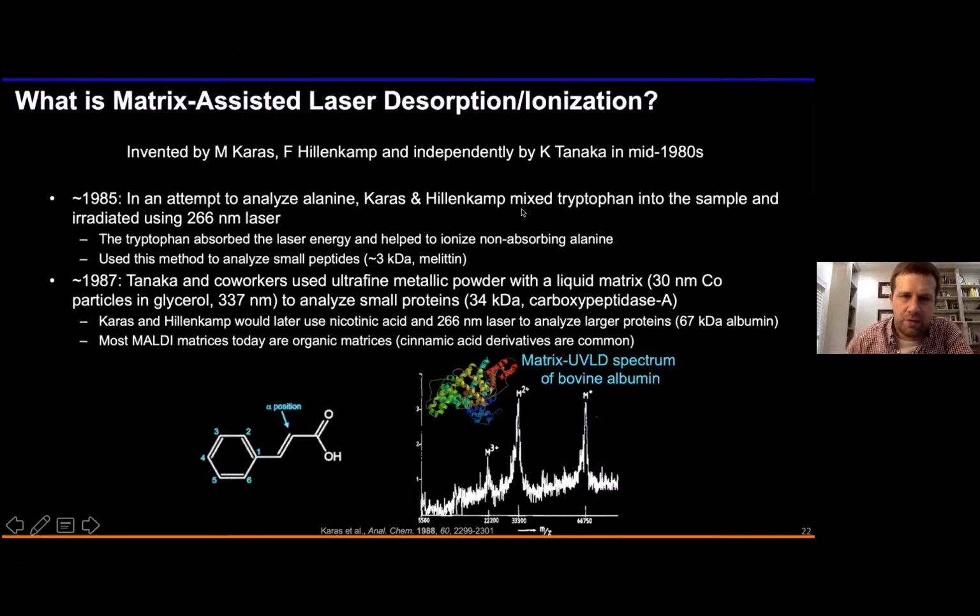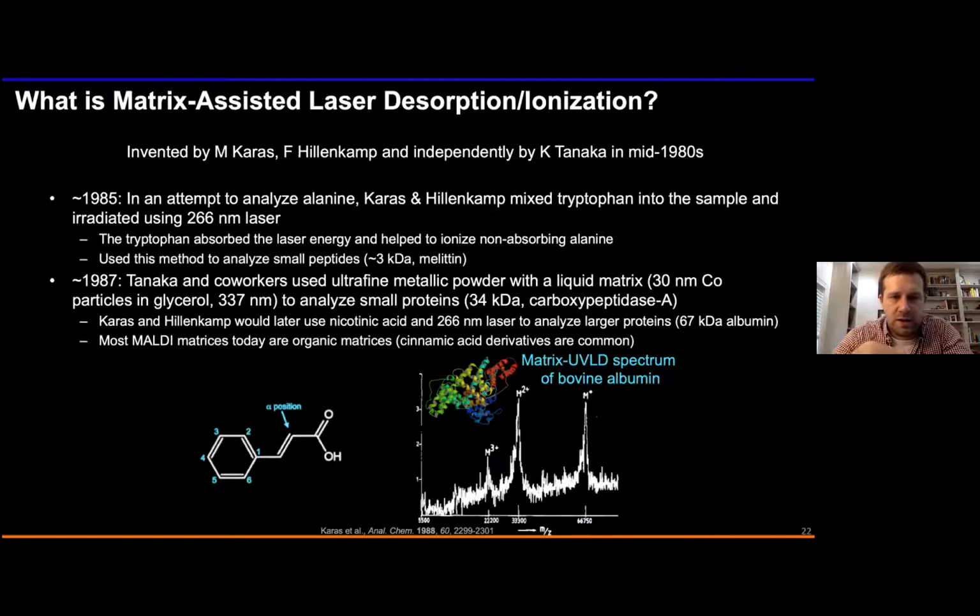And then a couple of years later, Tanaka and coworkers used an ultrafine metallic powder with a liquid matrix. So this was actually a little bit different. This was an inorganic particle solution in glycerol. And they used this to analyze small proteins. So they kind of took this to the next level. Rather than analyzing something around 3 kilodaltons, they were using a 34 kilodalton protein.